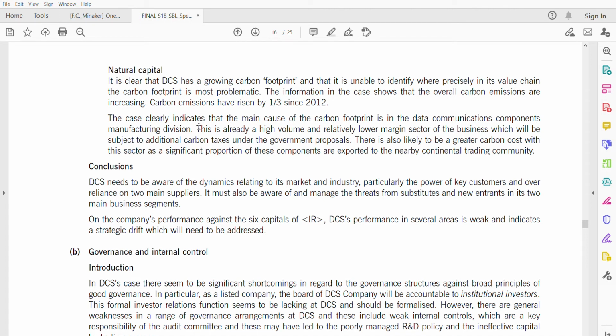Okay, this is already a high volume, right? Whenever you have to make a high volume, of course carbon footprint will be more in that kind of business, right? That is more output. So high volume and relatively lower margin sector of the business which will be subject to additional carbon taxes under the government proposal, right? You have to pay a carbon tax. There is also likely to be a greater carbon cost with this sector, as a significant proportion of these components are exported to the nearby continental trading community. For those exporting also, there will be a greater carbon cost, right?